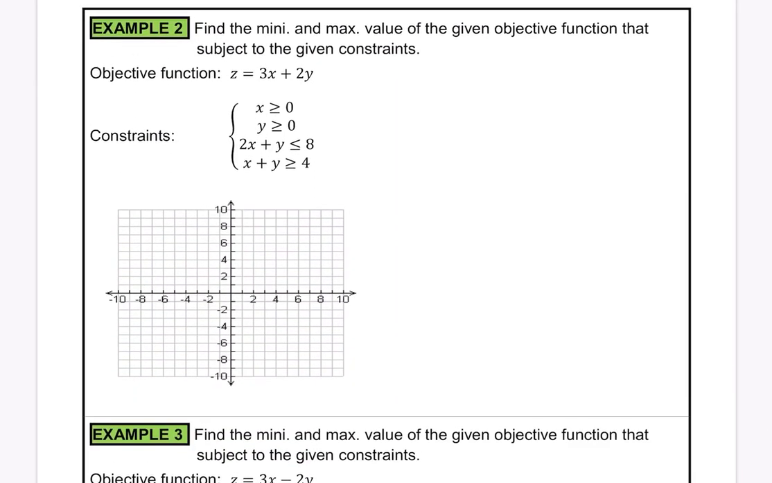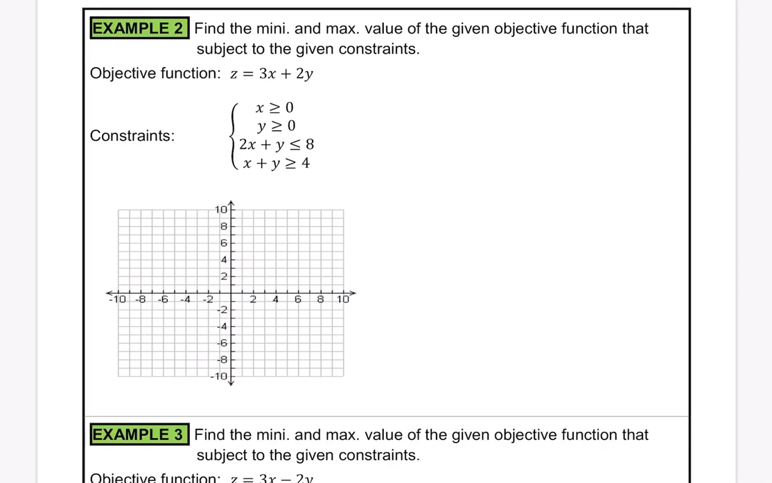All right, let's take a look at this problem here. Find the minimum and the maximum value of the objective function subject to the following constraints. The objective function is z is equal to 3x plus 2y. The constraints are x greater than or equal to 0, y greater than or equal to 0, x is not negative, y is not negative, and 2x plus y is less than or equal to 8. And x plus y is greater than or equal to 4. So just similar to what we did earlier is what we are going to do in this case.